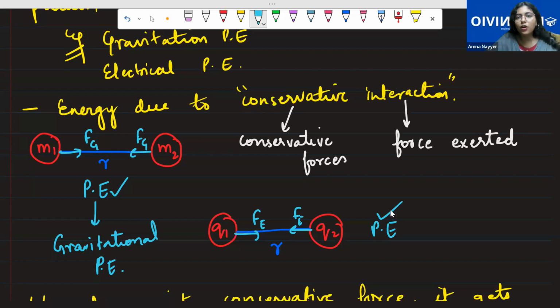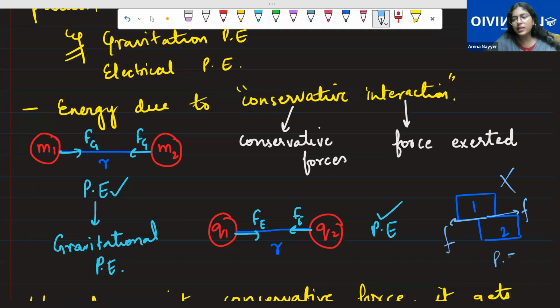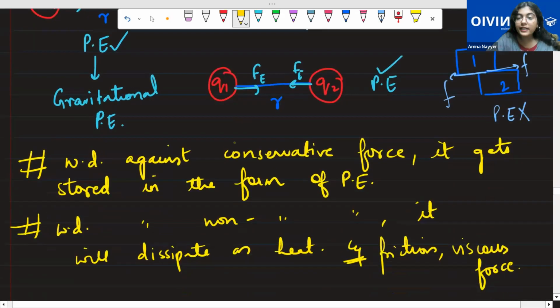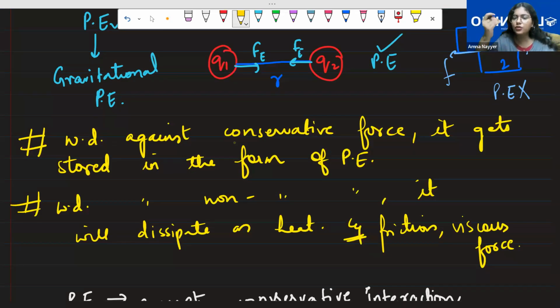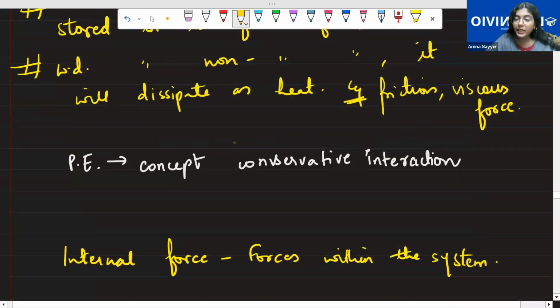But if I say two objects are there and they are getting rubbed on each other, this is one, this is two, and there's a friction force acting between them. There won't be any potential energy because friction force isn't a conservative force. Only conservative forces: work done against a conservative force is stored in the form of potential energy, and if it's a non-conservative force, it dissipates as heat, like the friction force, viscous force. And potential energy gives you the whole concept of the conservative interaction. It is based on this.